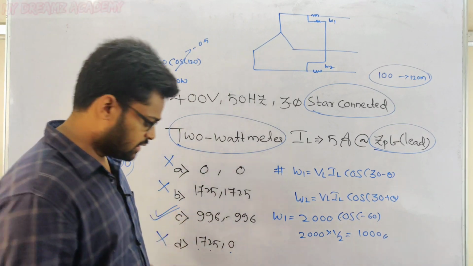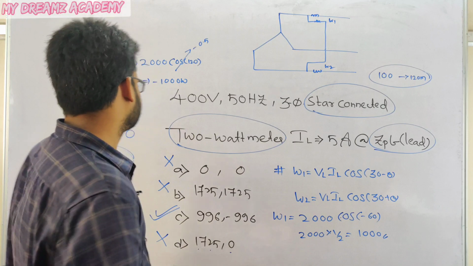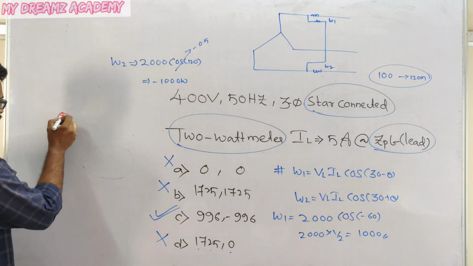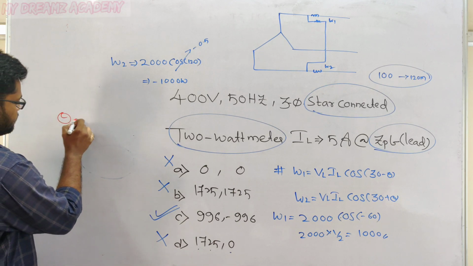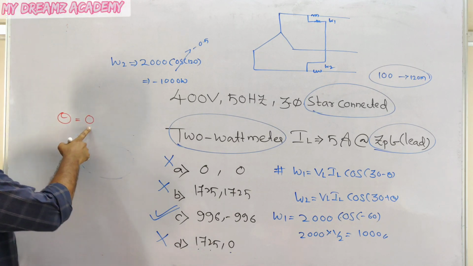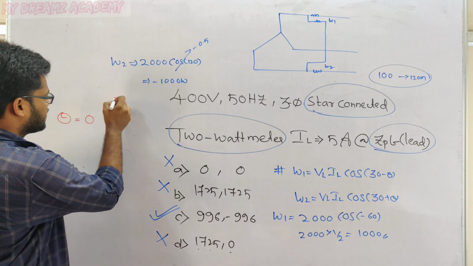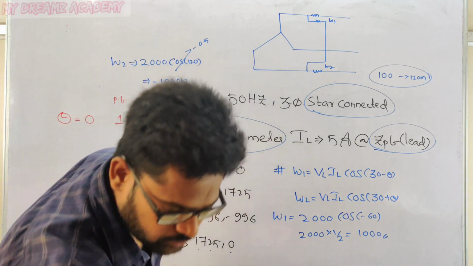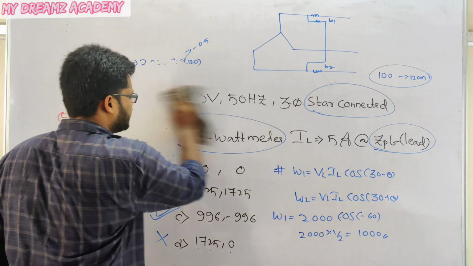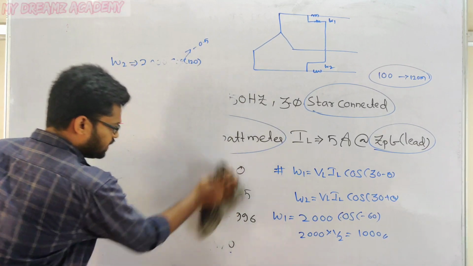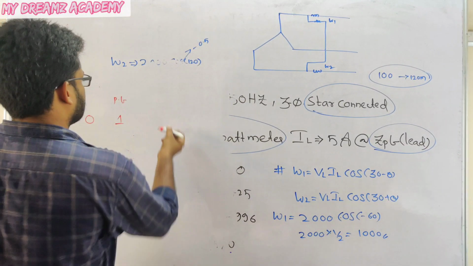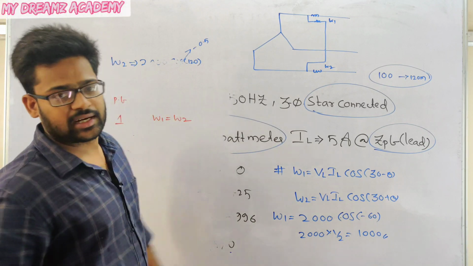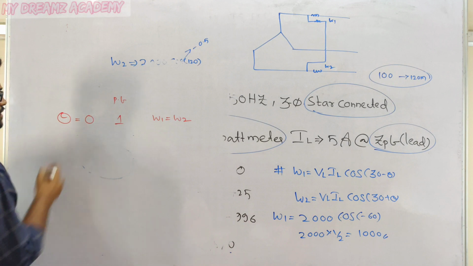Yes, we have another alternative method. See, if theta is 0 degrees, that is called power factor UPF, power factor is unity. And what about the W1 and W2 readings? W1 is equal to W2. This is the condition at theta equal to 0 degrees.